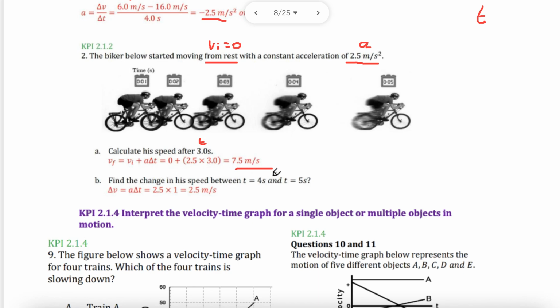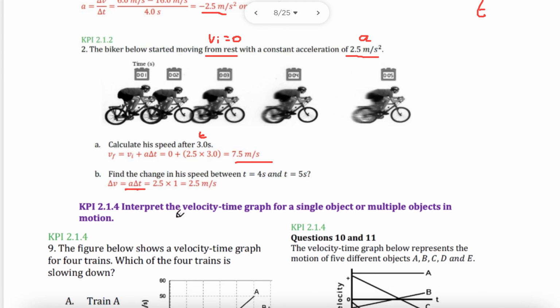Find the change in his speed between T is 4 and 5 seconds. So you want to find the change in speed. Again, you will just do A times T. Just like before, 2.5 times 1. We're not really interested in the starting speed, we just want to find the change, so that will be my change in speed right there, A multiplied by T.